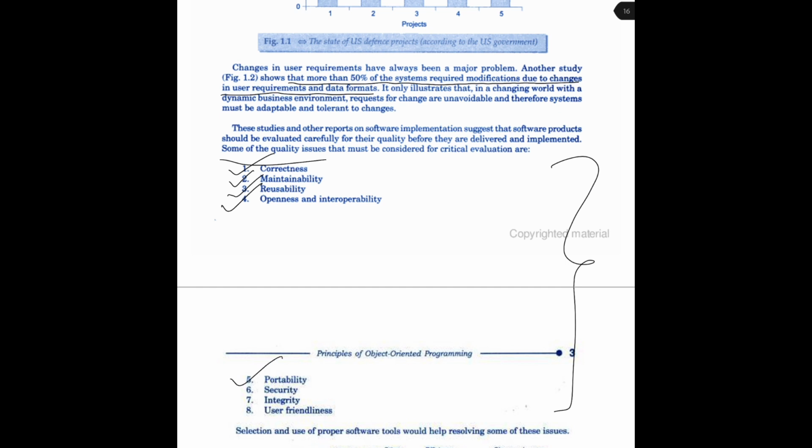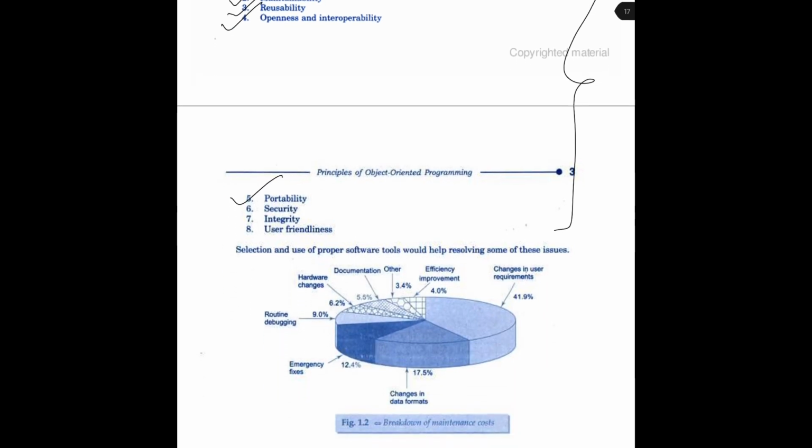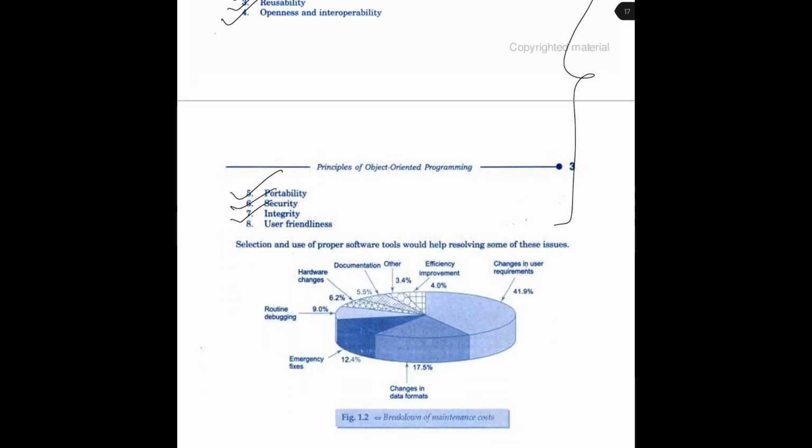The fifth point is portability. Sixth is security, seventh is integrity, and eighth is user friendliness. We know all of these terms. Portability means that your software should be portable. Security means it should be reliable. It is very important, like I have mentioned before, in a banking system. Integrity means your software is trustworthy.